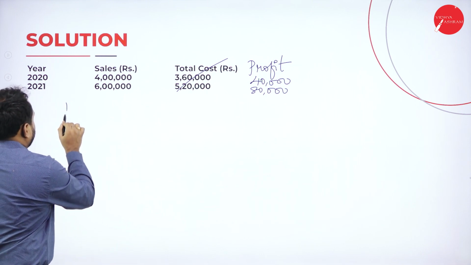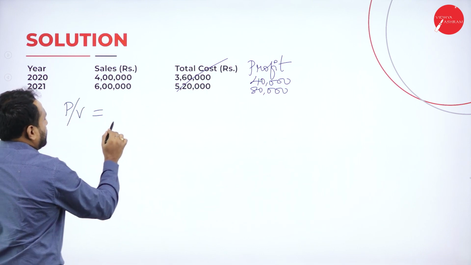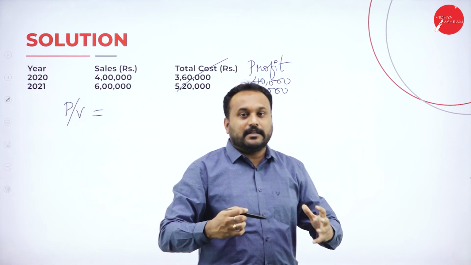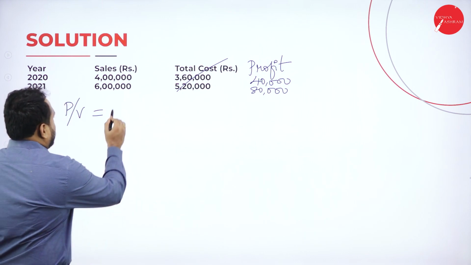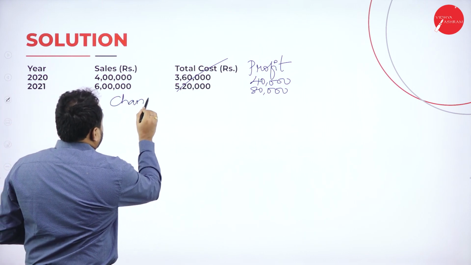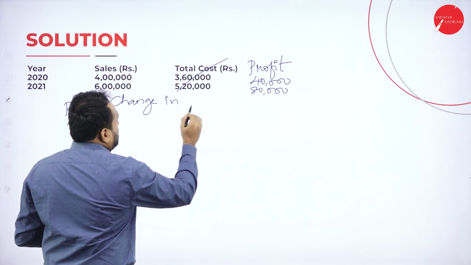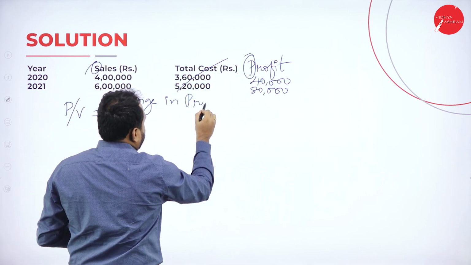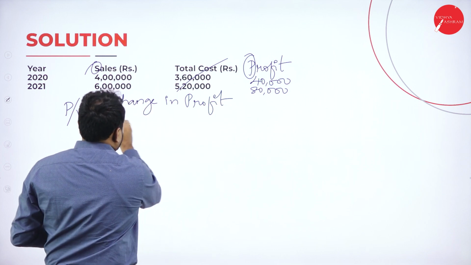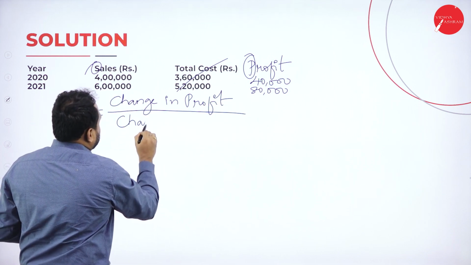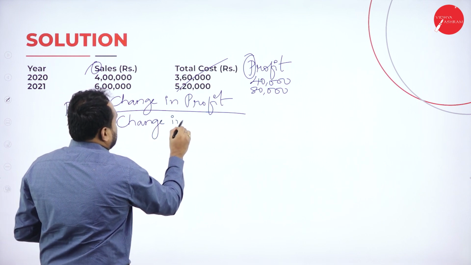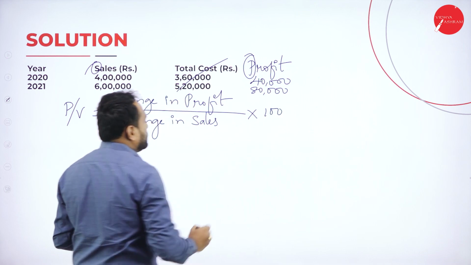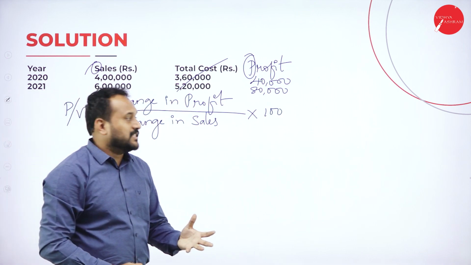Now let's go with PV. PV is equal to, what is PV when 2 years sales and 2 years profit is actually there? That is change in. So I'll write here change in. Now the first here P or S, which will come? P. So that means change in profit divided by change in sales into 100.